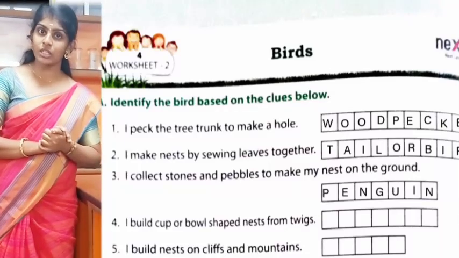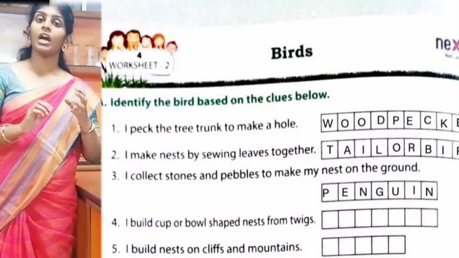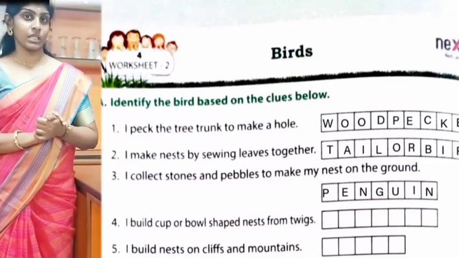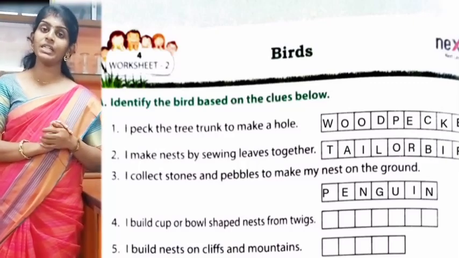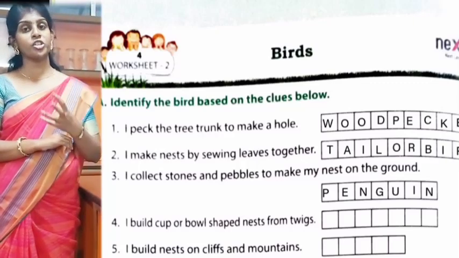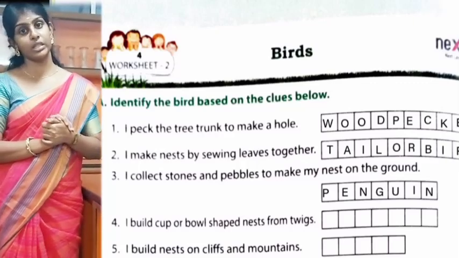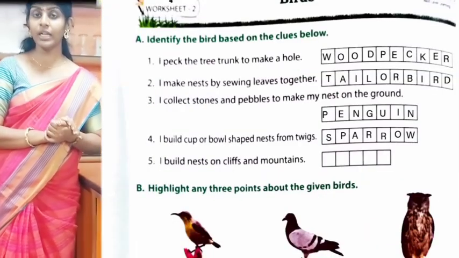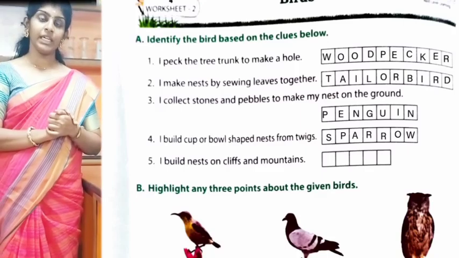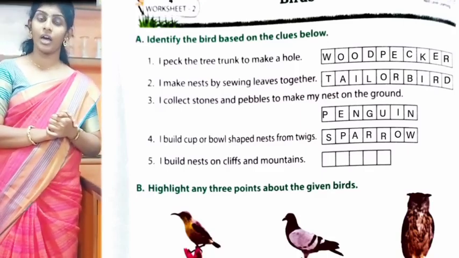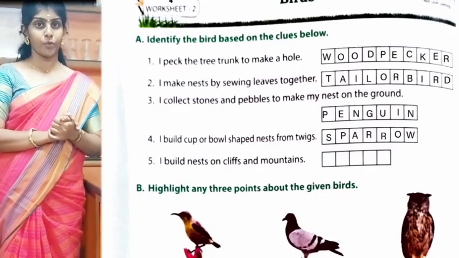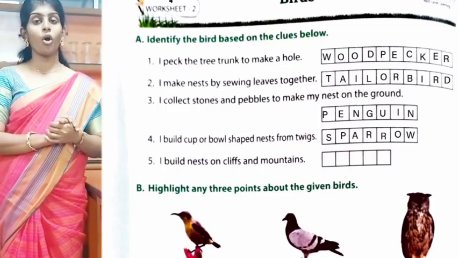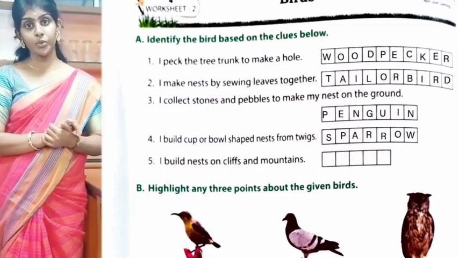Now the fourth question is, I built cup or bowl shaped nest from the twigs. So the bird which builds cup or bowl shaped nest with the help of twigs are sparrows. So what is the spelling of sparrow, children? S-P-A-R-R-O-W, sparrow. The last one is, I built nests on cliffs or mountains.